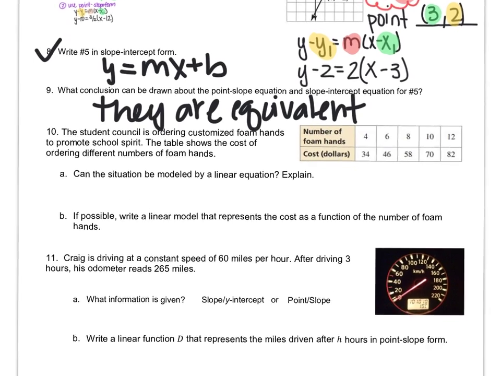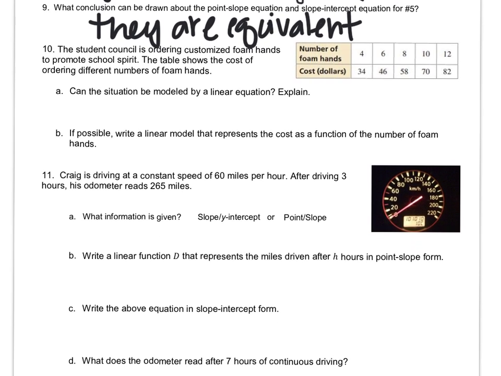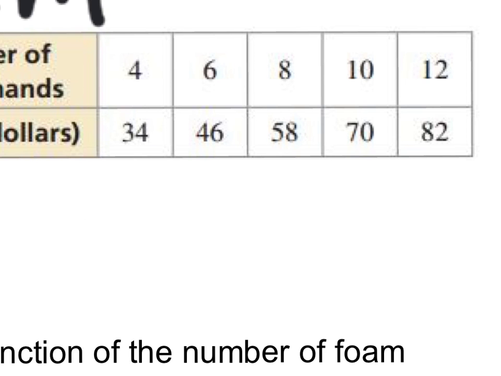So looking at number 10. The student council is ordering customized foam hands to promote school spirit. The table shows the cost of ordering different numbers of foam hands. The first question asks, can the situation be modeled by a linear equation? To tell if it's linear, we've got to figure out how much it's going up by every time and see if there's some consistency there.